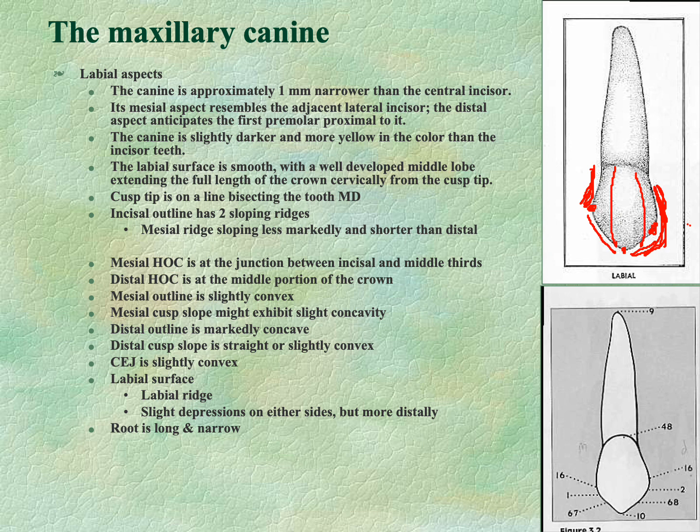The distal cusp slope is straight, as I just showed you. It's longer and it's straight. The CEJ, the cemento-enamel junction, is slightly convex. Around the labial ridge, we have a little bit of depression on the labial surface, which is more distinct here on the distal side. The root is long and narrow, as you can see.